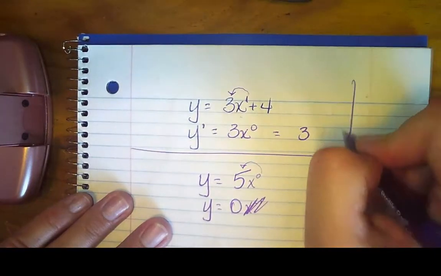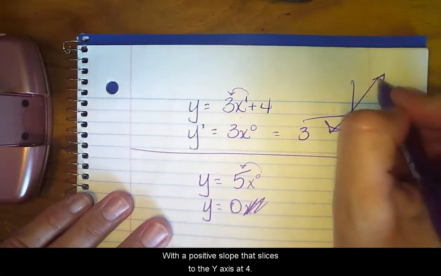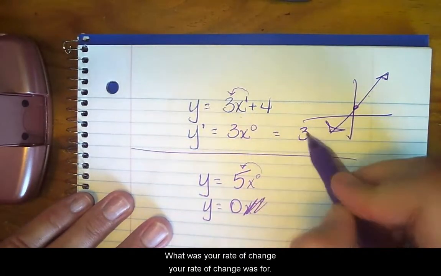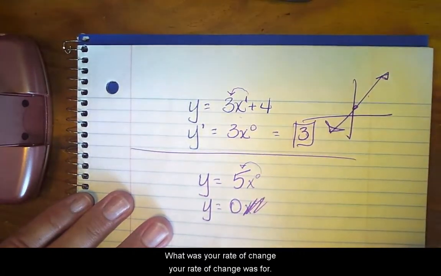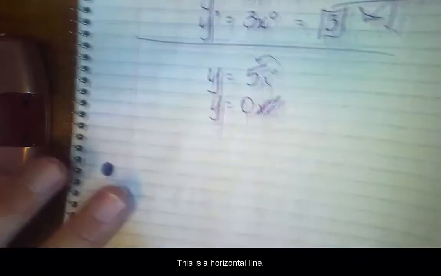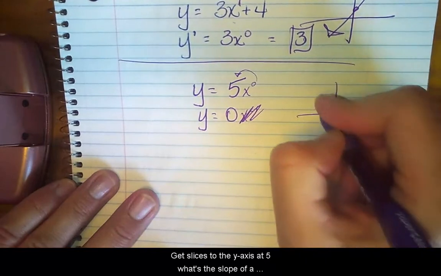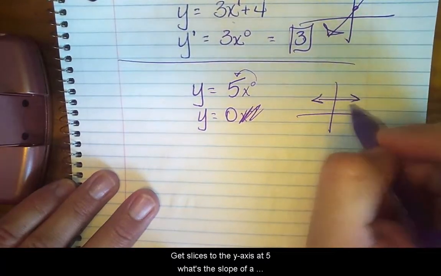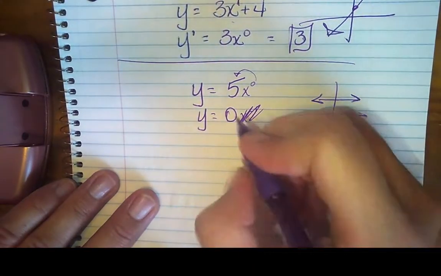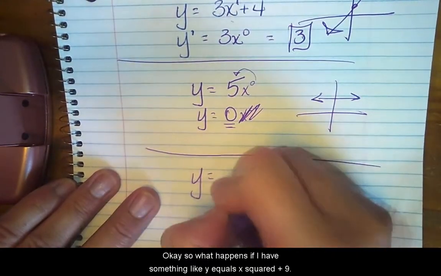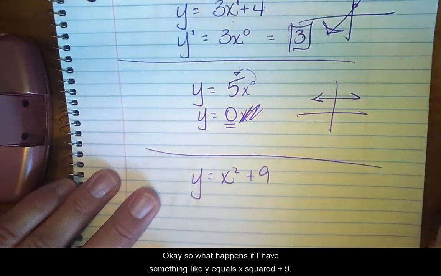Now come back up here. This was a line with a positive slope that slices through the y-axis at 4. Okay? What was your rate of change? Your rate of change was 3. Okay? This is a horizontal line that slices through the y-axis at 5. What's the slope of a horizontal line? It's 0.